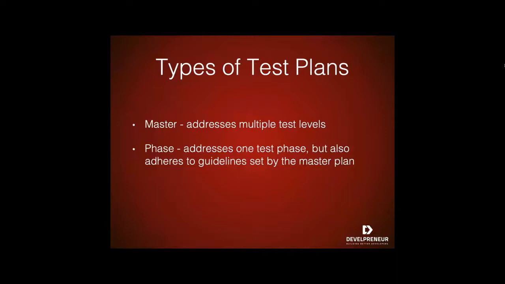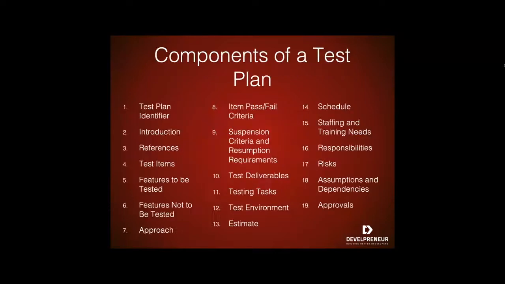Some other types of plans or type-specific test plans are compatibility test plans, GUI test plans, browsers and devices, performance test plans, security test plans, and synchronization test plans. So you can have a lot of different phases, and you can have different test plans for each phase. And then typically you would have a master test plan, which would incorporate all the different phases that are in the overall test plan.